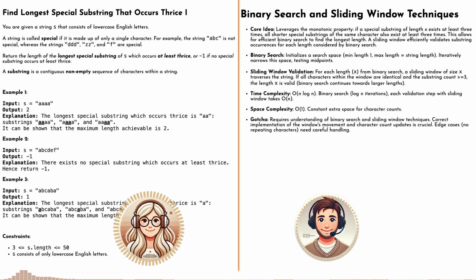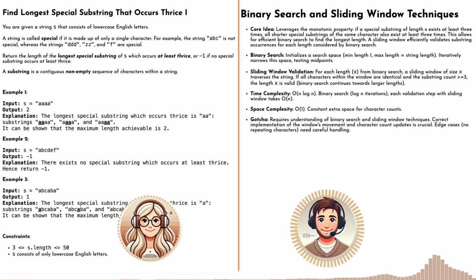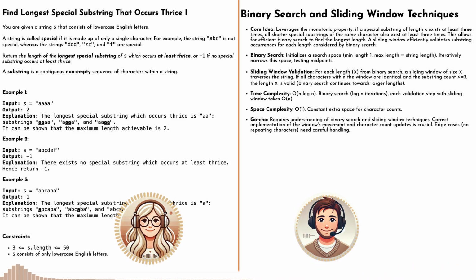So remember, what we're ultimately trying to find here is the longest special substring that repeats at least 3 times, right? Right. And binary search, well, it's perfect for finding the largest value that fits a certain condition. Okay, so the binary search part helps us zero in on the length of that longest special substring, but where do these sliding windows come in?